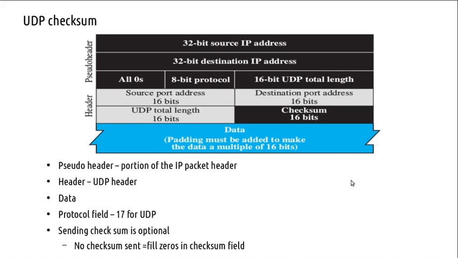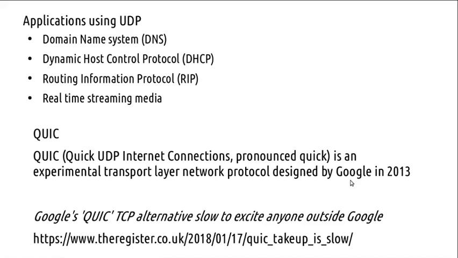Google has made a lot of improvements on that and made it proprietary as well. It was an open source thing, WebRTC. Read about it. Again, these are some applications using UDP: DNS, DHCP, RIP, real-time media streaming. Then QUIC is a protocol.